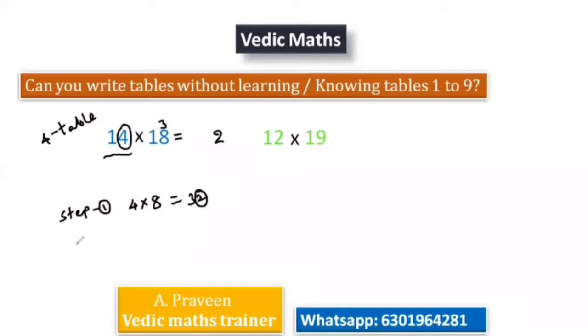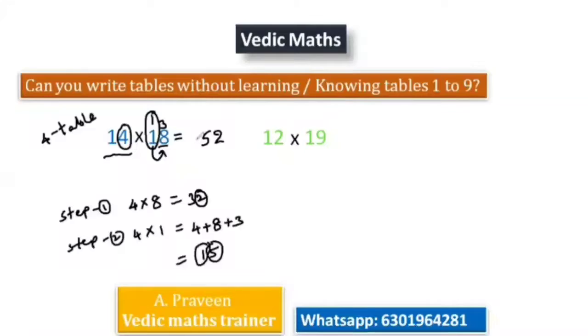Then step 2 is 4 into 1, which is 4. And immediately you have to add the right number of the one which you multiplied, so that is 8, and I have carry 3. So 4 plus 8 is 12, 12 plus 3 is 15. So 5 will be taken into the answer format and 1 will be carry. Then add these two: 1 plus 1 is 2. So the answer is 252.